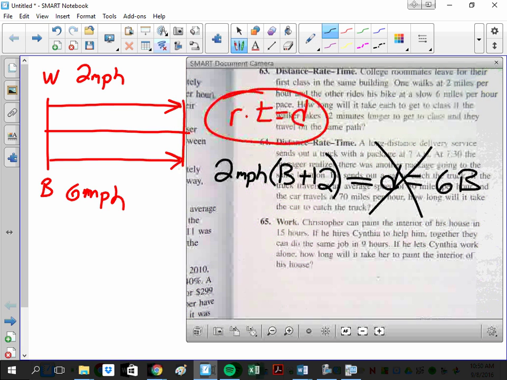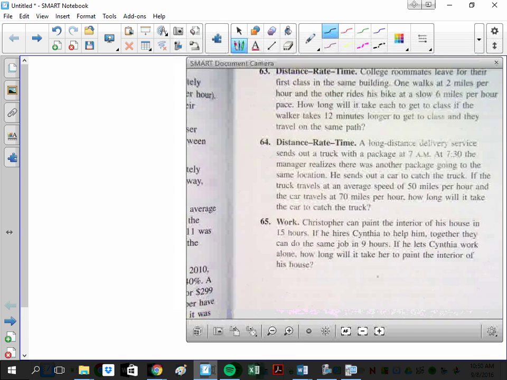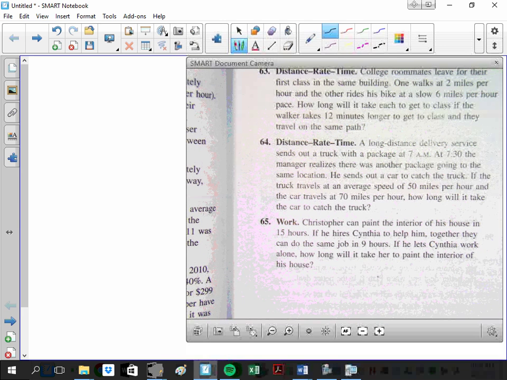What does the question ask? How long will it take for each? So whatever the biker's time is, you're going to add 12 to it. Can we use that number to figure out how far they traveled? You could. That's not part of the question. But once you know 2 parts of that equation, you can find the third. Okay?